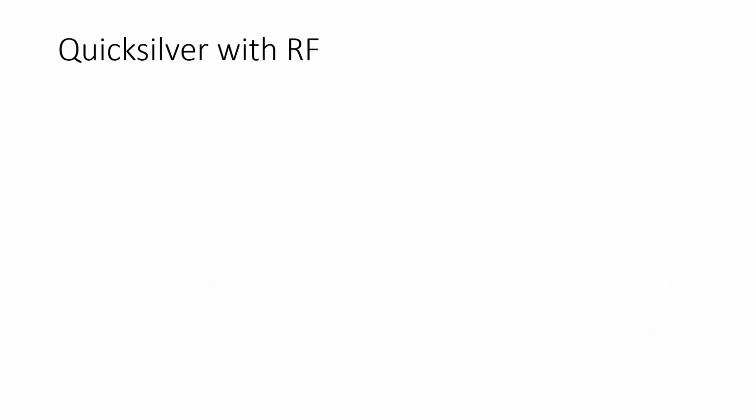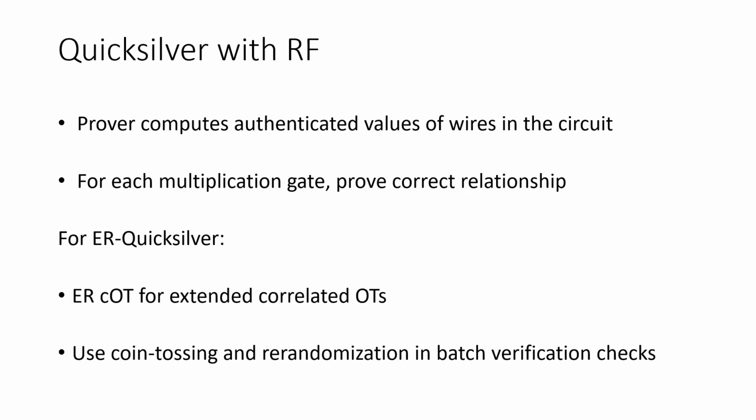And I am going to stop here. We finally use this OT extension to give a version of Quicksilver, where the prover computes authenticated values of wires in the circuit, and for each multiplication gate proves correct relationship. And we can make this exfiltration resistant by using our exfiltration resistant correlated OT in the first phase of the Quicksilver protocol.